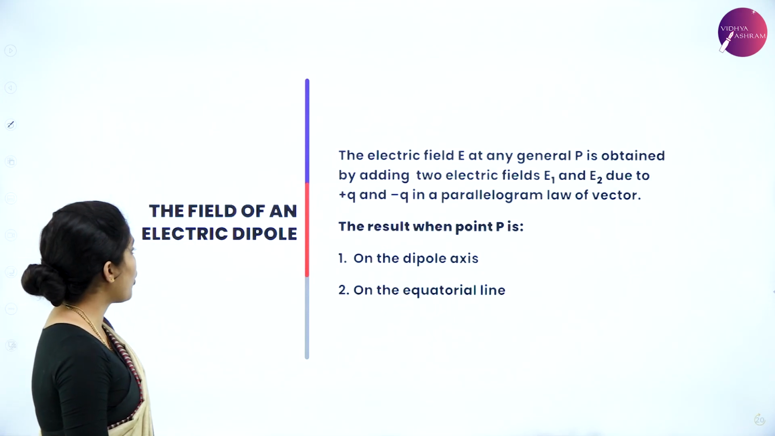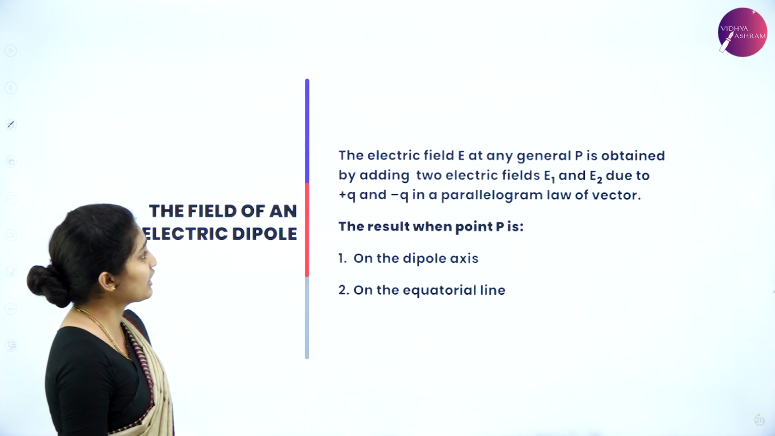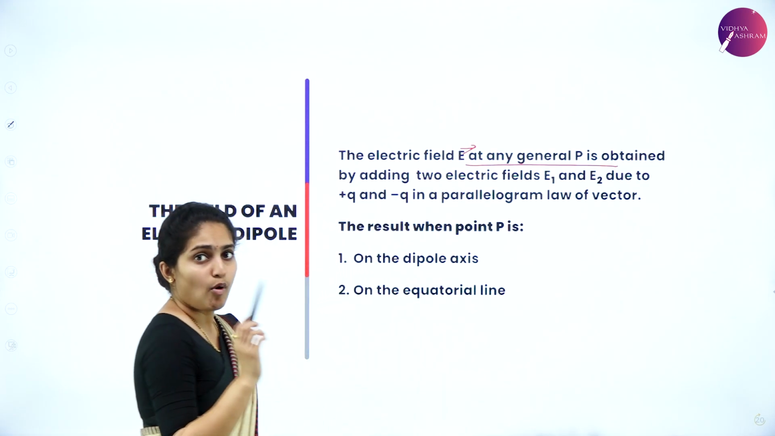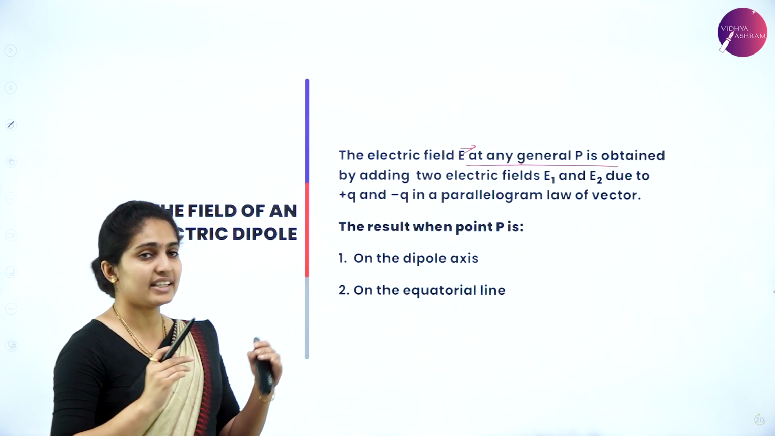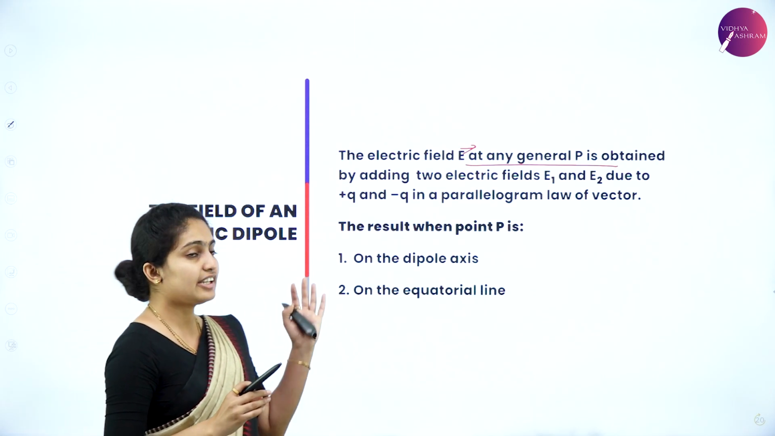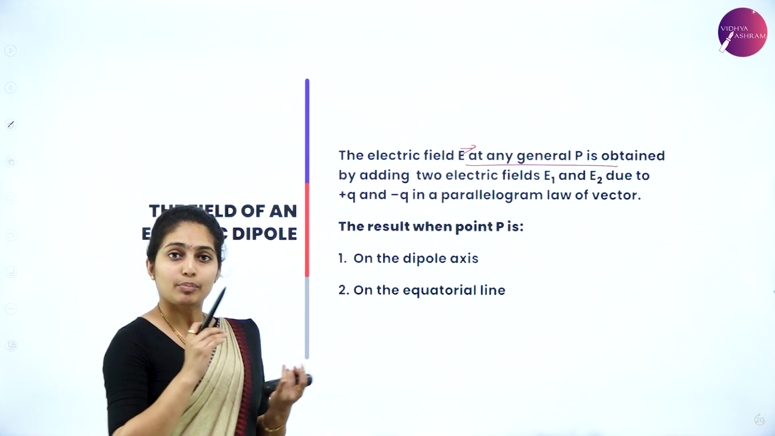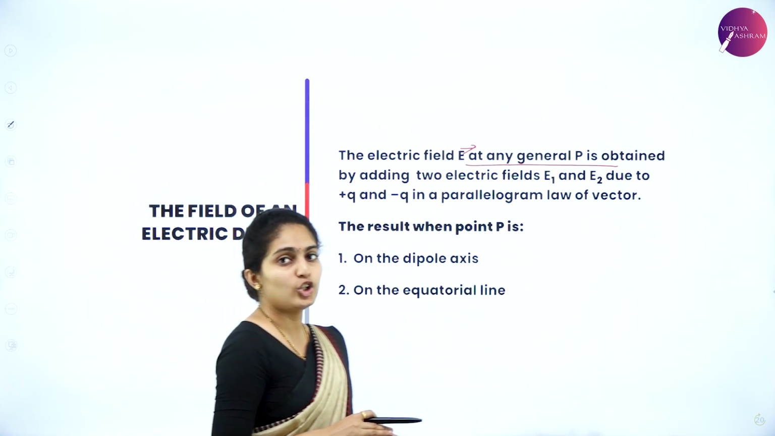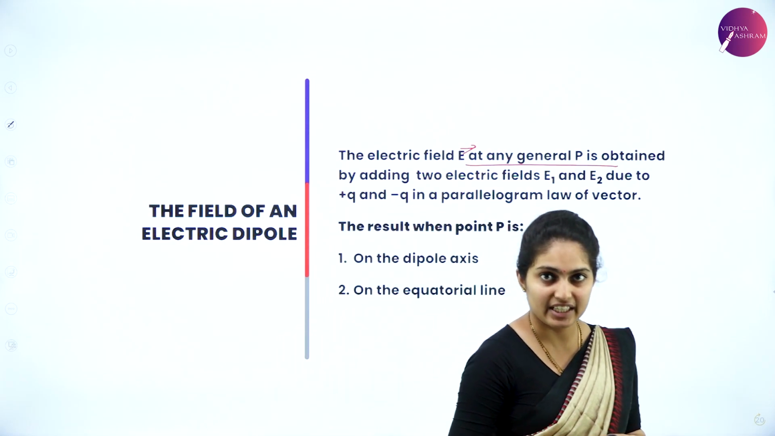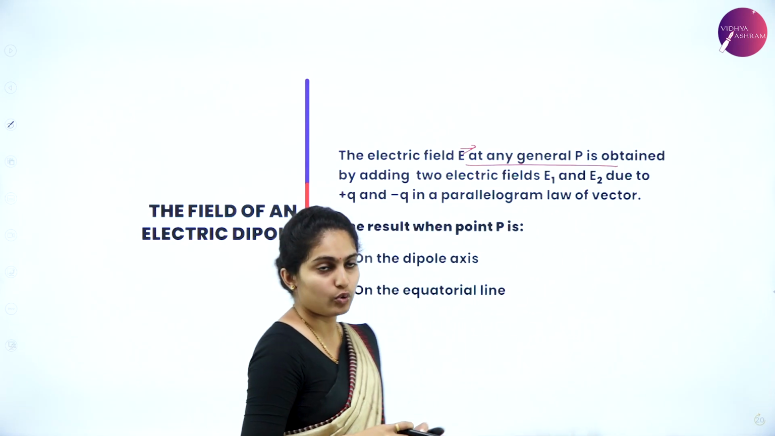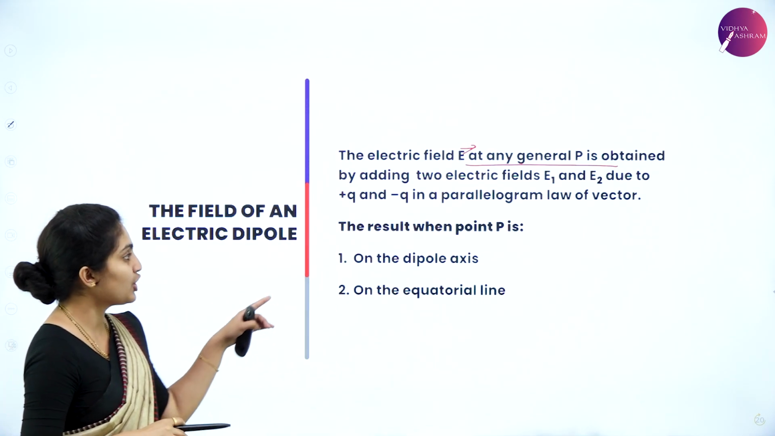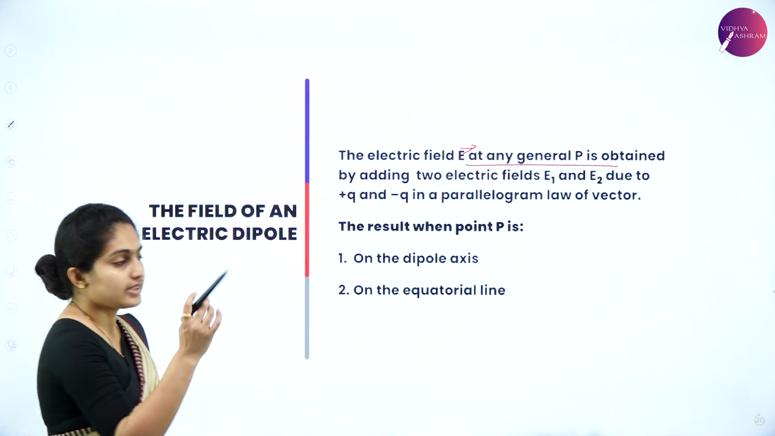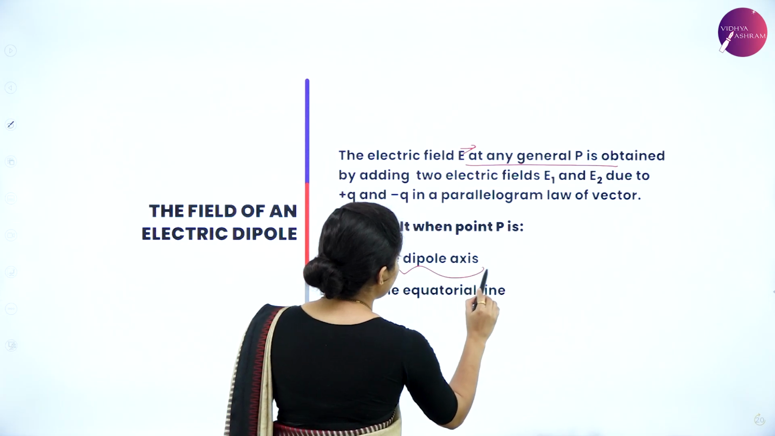Next is the field of an electric dipole. The electric field E at any general point P is obtained by adding the two electric fields, E1 and E2, due to the positive charge and the negative charge, using the parallelogram law of vector addition. We need to check the result when point P is on the dipole axis as well as on the equatorial line. Today let us derive it on the dipole axis.